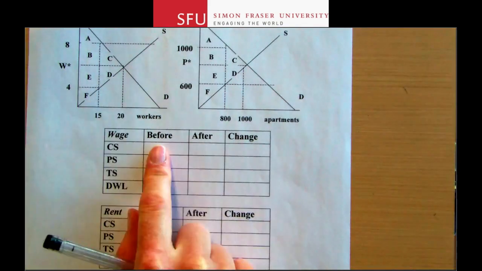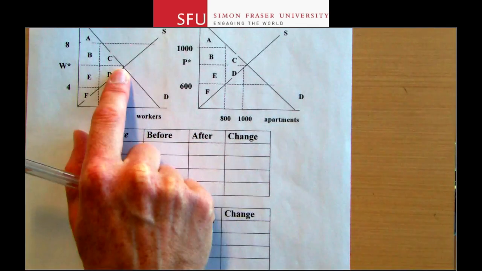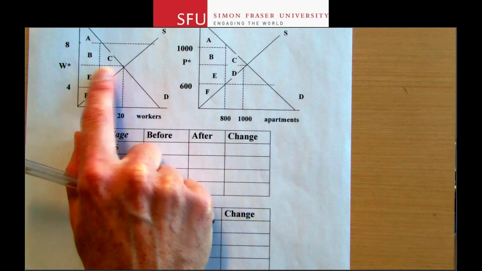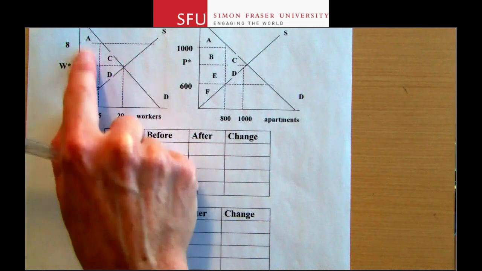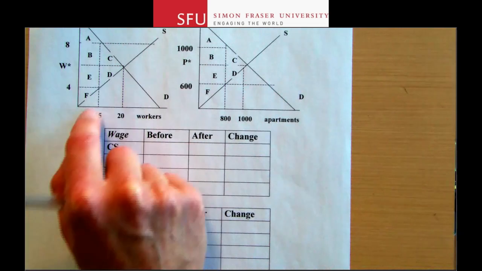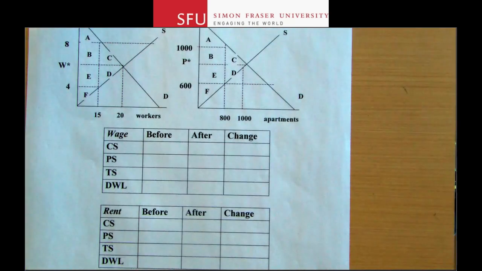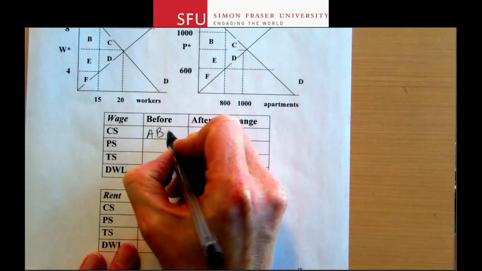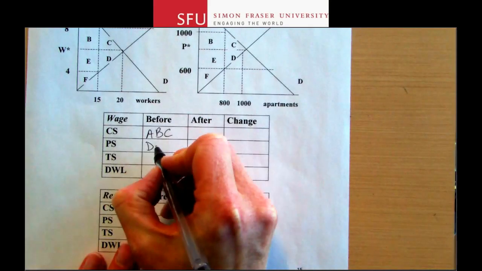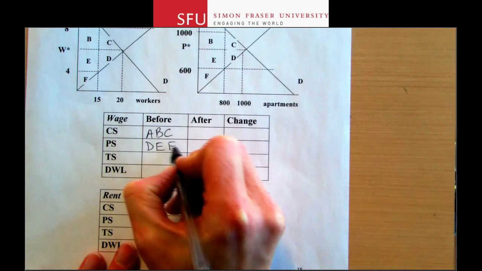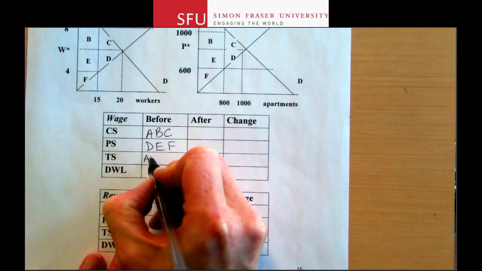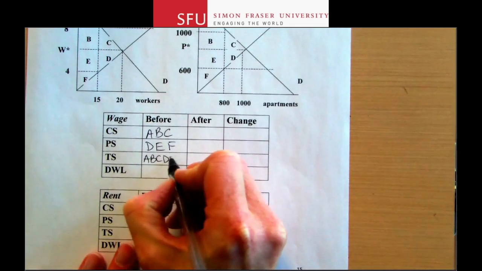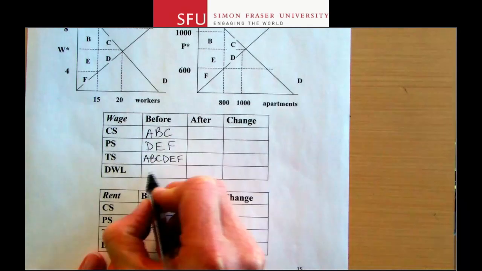Okay, now, all right, so the table here first is talking about minimum wage, so we'll look at this graph first. Before, so that means at the equilibrium, before there is a minimum wage. At the equilibrium, consumer surplus would have been ABC, producer surplus would have been DEF. And no deadweight loss.